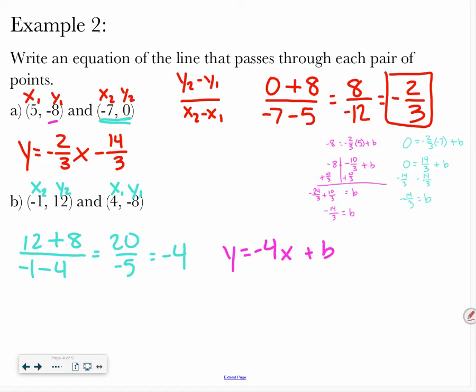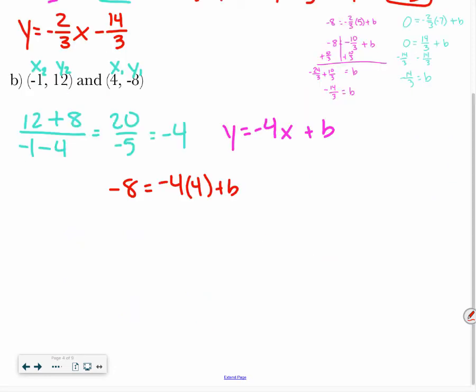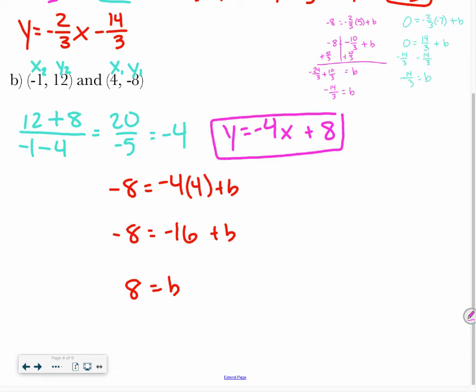So my equation, y equals negative 4x plus b. Let's solve for that. Let's plug in one of our points. I'm going to put negative 8 equals negative 4 times 4 plus b. So negative 8 equals negative 16 plus b. If I add 16 to both sides, I have 8 equals b. So then I can go back to my equation, and I change it from negative 4x to negative 4x plus 8. Okay? And I would get that same thing if I had used my negative 1, 12.